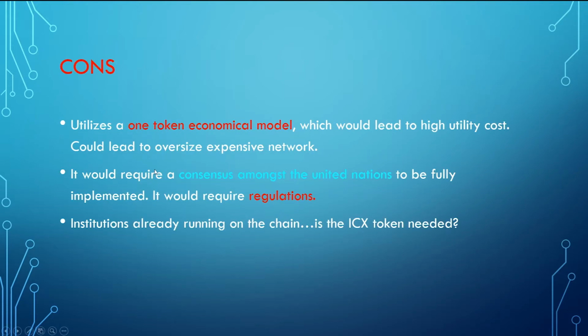Your information would be instantaneously received by them. So the cons, one of the first cons: it utilizes a one token economic model. This could lead to high utility costs and could lead to an oversized, expensive network. Now, unlike VeChain, Neo, and Ontology, ICX or Icon uses a one token economic model.